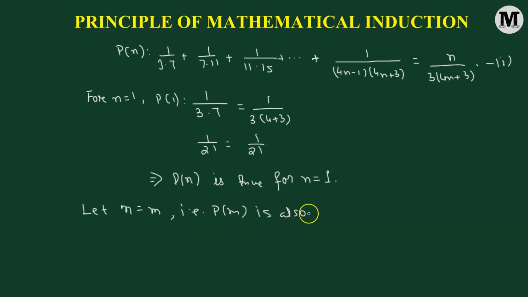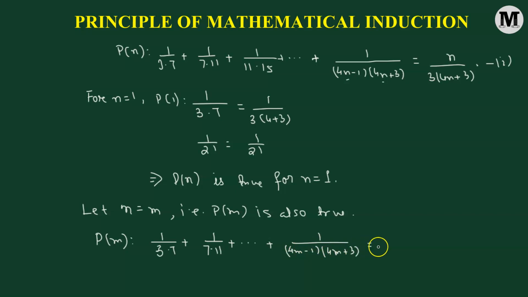Considering that P(m) is also a true statement, that simply means that 1 over 3 times 7, added to 1 over 7 times 11, and so on, continuing all the way up to the last term, where we replace n with m, giving 1 over (4m minus 1) times (4m plus 3), must be equal to m over 3 times (4m plus 3). Fine. So we're supposing that this is a true statement for n equals m.